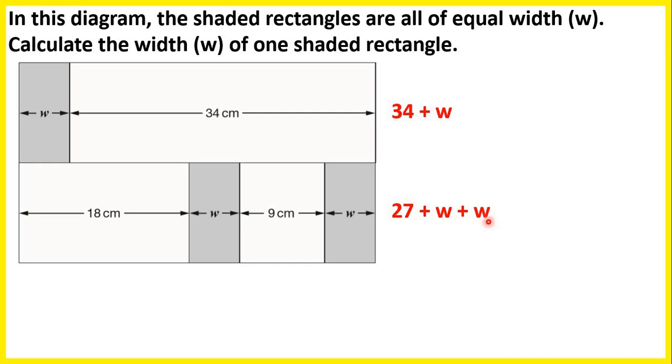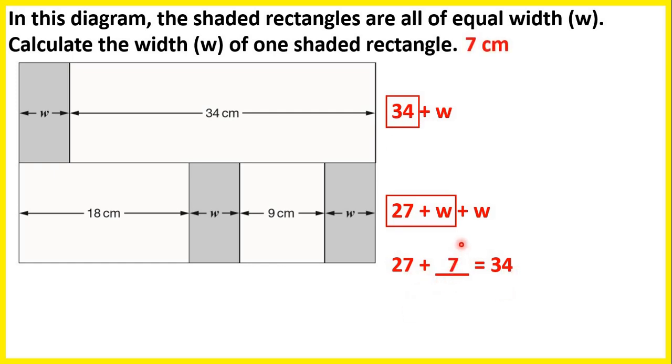So now we can think we have plus W in both, but on this second line, we have an extra width. So if we think 27 plus the extra width must equal 34. So 27 plus 7 is 34, which means the width of one shaded rectangle will be 7 centimeters. 27 plus 7 is 34, so that must be the length of the width.